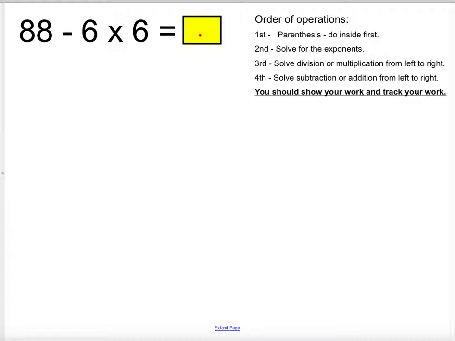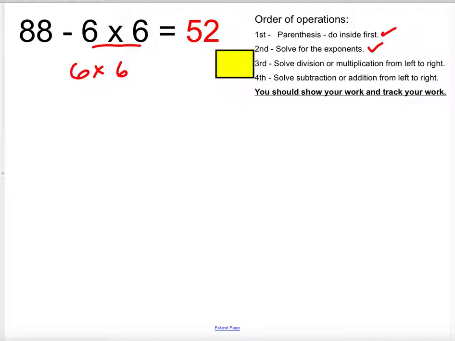Okay, the answer to this problem is 52. Now, order of operations tells us that we do what's in parentheses first. There are no parentheses. Then we solve for exponents or roots. There are no exponents or roots. So then we solve division or multiplication from left to right. Well, 88 minus 6 times 6. This operation of 6 times 6 needs to be done first. So 6 times 6 equals 36. So now we have 88 minus 36.